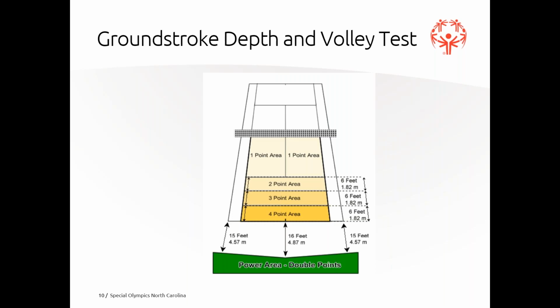Also, to set up the bonus point area, start at the center of the baseline and measure 16 feet towards the back fence. Make a mark there. Now go to the edge of the court and measure 15 feet back to the fence on each side. Make a mark on each of those. You'll connect all 3 marks with tape or chalk, and that will create your power area, which is worth double points. That also creates your bonus point area, which is in between the power area and the service line.